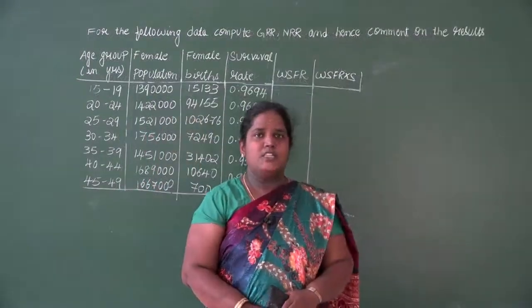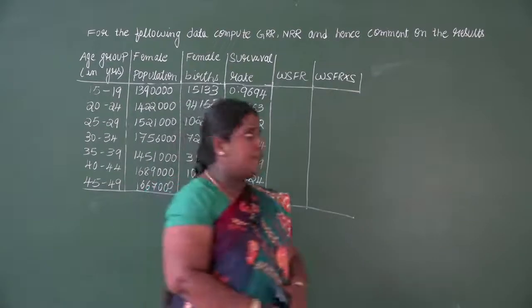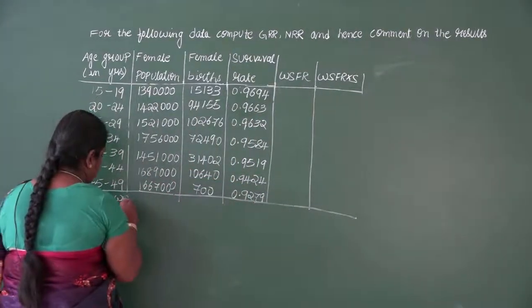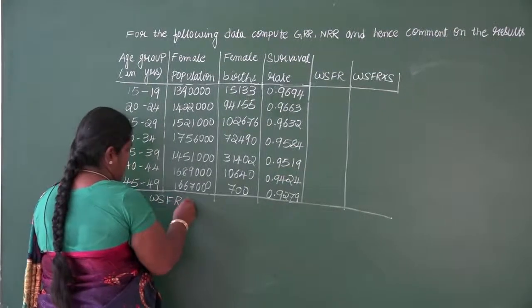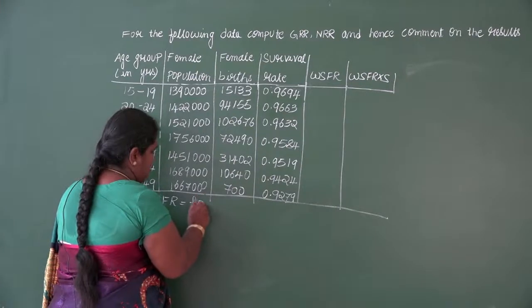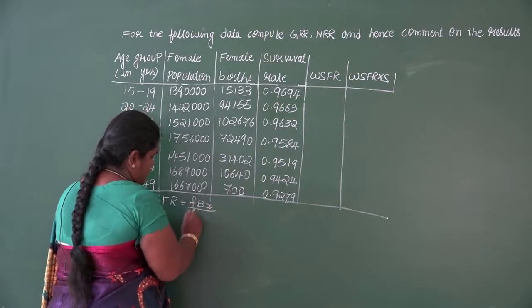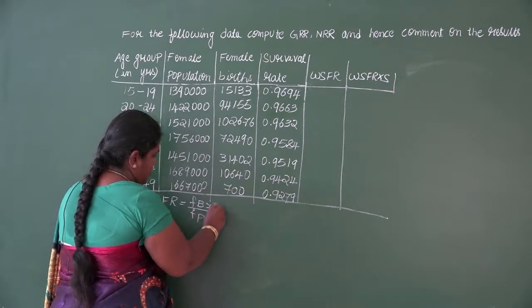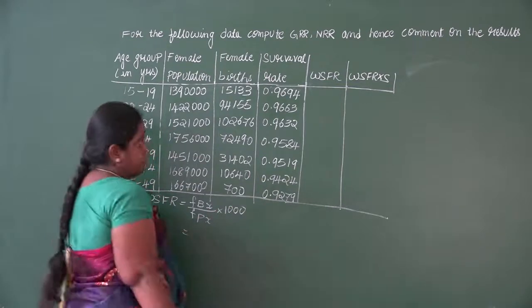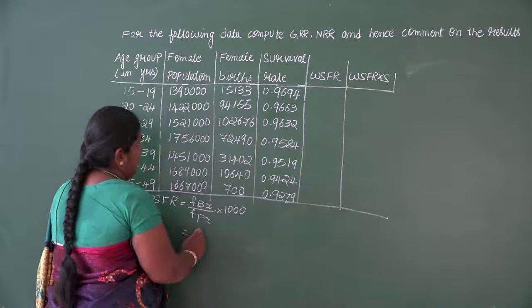Now we are doing the next problem. The first step is writing the formula of WSFR since we are calculating GRR and NRR. So the WSFR formula is compulsory. It is female births at time period X divided by female population at time period X into 1000. So first we'll calculate it for the age group 15 to 19.